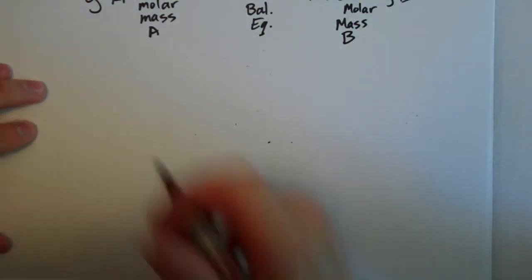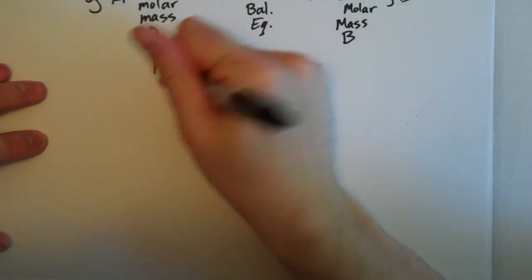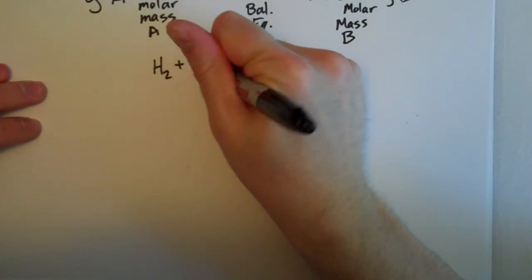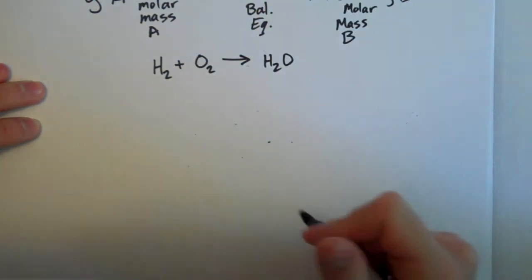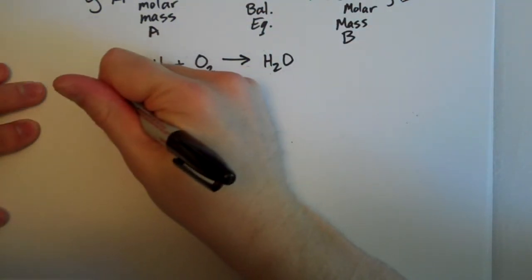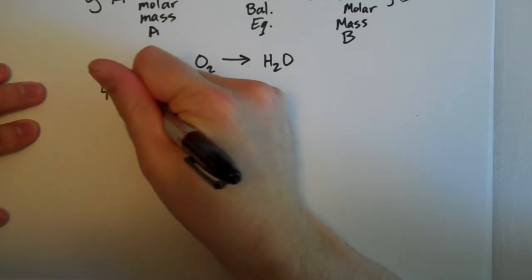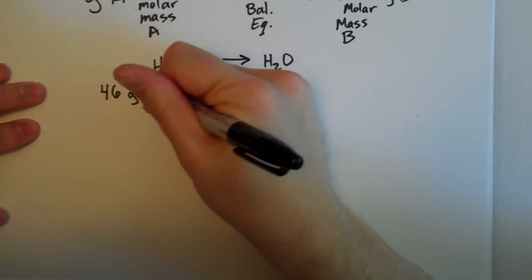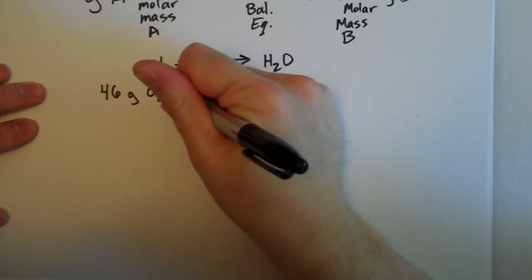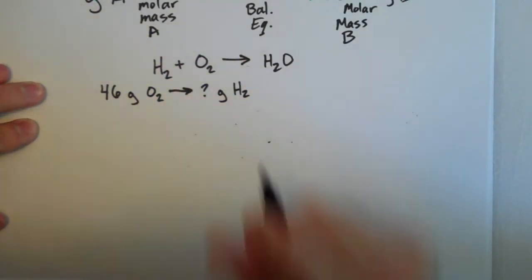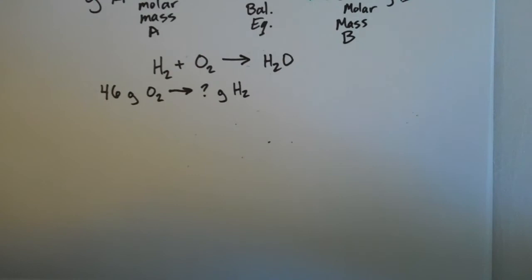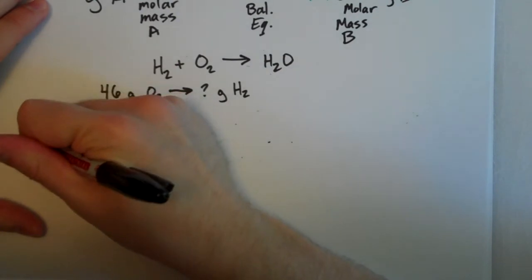Let's try one more. Let's say that we have hydrogen burning in the presence of oxygen and turning into water. Okay, let's say that this time I have 46 grams of oxygen, and I want to know how many grams of hydrogen are needed to fully react with my 46 grams of oxygen. Okay, well let's go ahead and set up our domino problem.